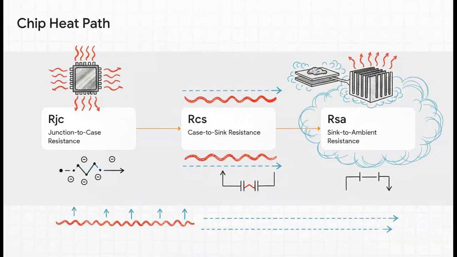So here's the obstacle course that heat has to run to escape a computer chip. It flows from the superhot silicon junction out to the chip's casing, then through some thermal paste to a big metal heatsink, and finally from the heatsink out to the air. Each one of those steps has a thermal resistance. So an engineer just adds up these three resistances, multiplies that by the chip's power in watts, and bam, they can instantly predict the final temperature of that chip.